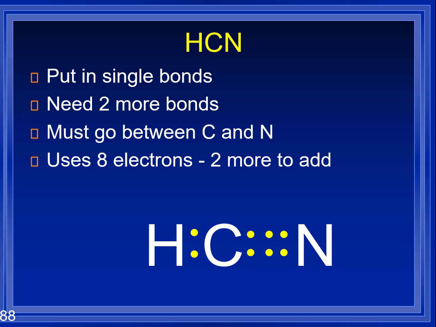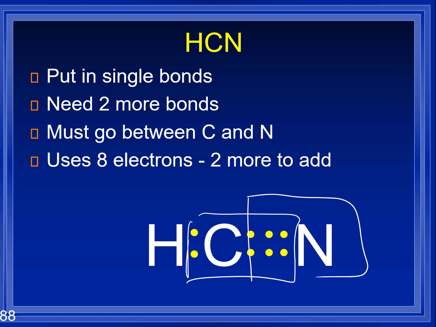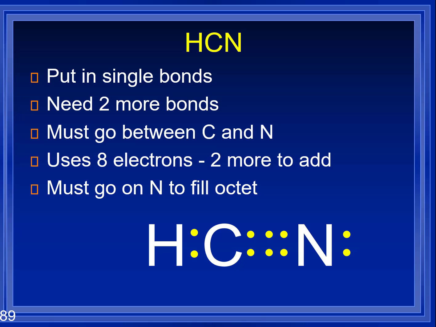Okay, now I need to fill everything up. The hydrogen is filled. The carbon is filled. The nitrogen only has 6. So I have got to fill up nitrogen's octet. And now if you check, I've got 2, 4, 6, 8, 10 electrons. My half number was 10.